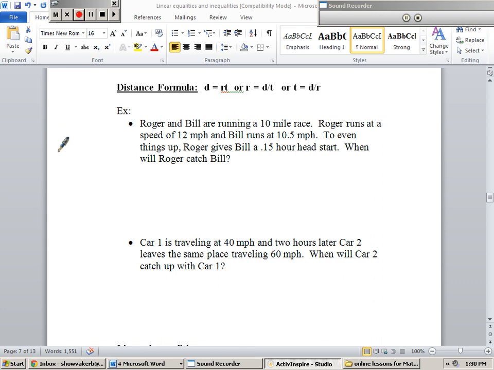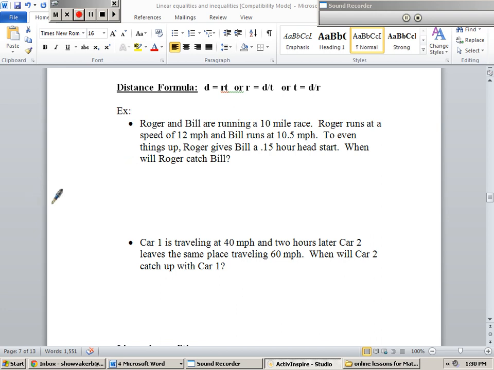So our distance is 10 miles. So we have Roger plus Bill equals 10 miles. Roger has a speed, that's his rate. Roger's rate is 12 miles per hour, and Bill's rate is 10.5 miles per hour.